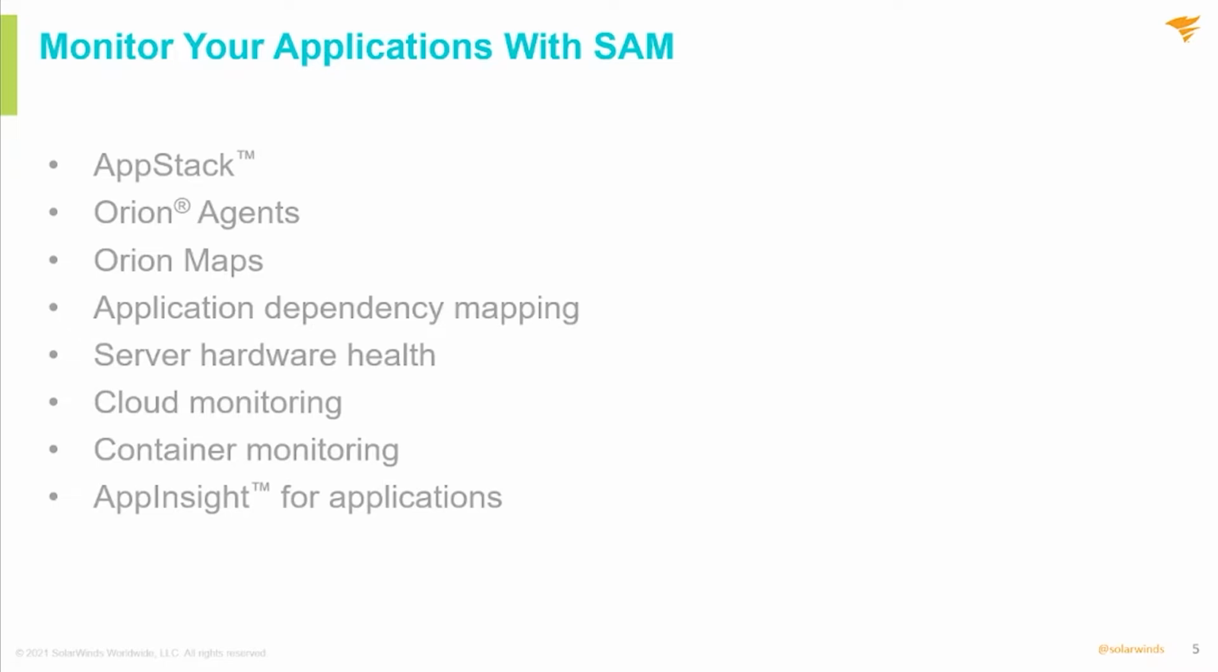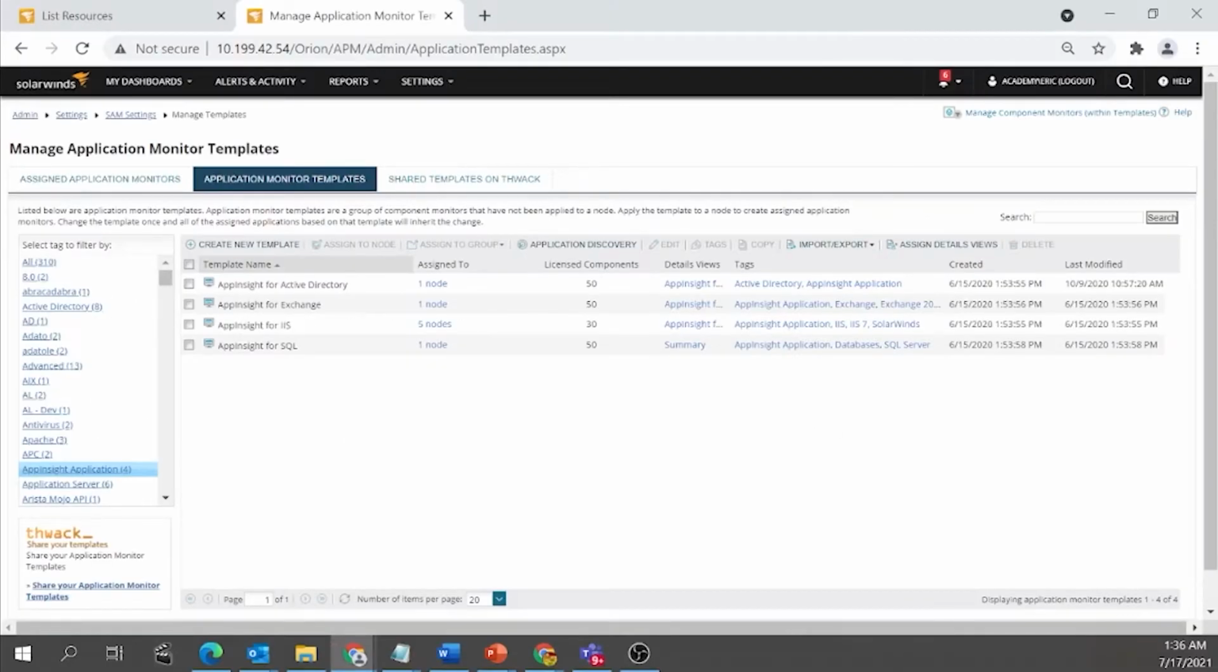Monitor with App Insight for applications. You can monitor App Insight for Active Directory, Exchange, IIS, and SQL. SolarWinds SAM includes several specially designed out-of-the-box templates to monitor virtually every aspect of key business tools, such as your Microsoft Active Directory, to get relevant performance information from the server level. They also enable you to drill down into the data store layer for performance data. Collectively, they are called App Insight templates.